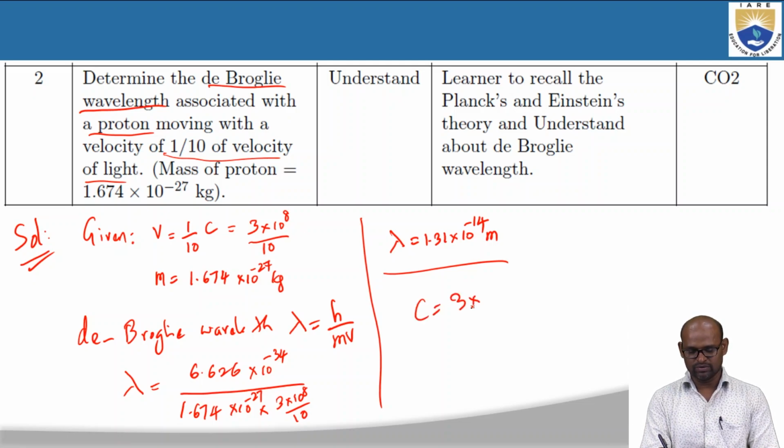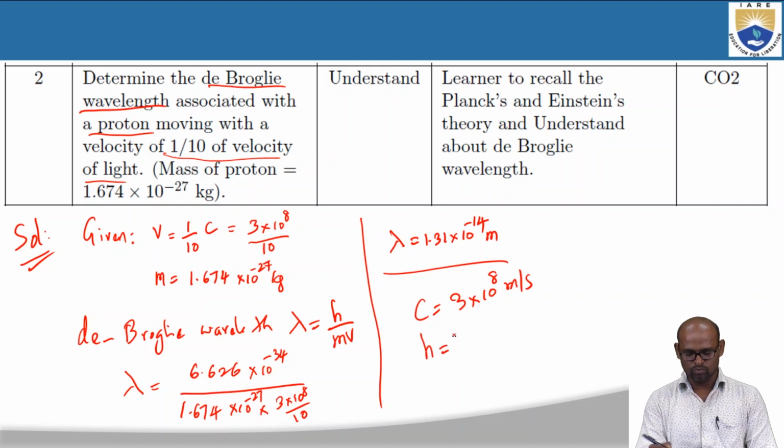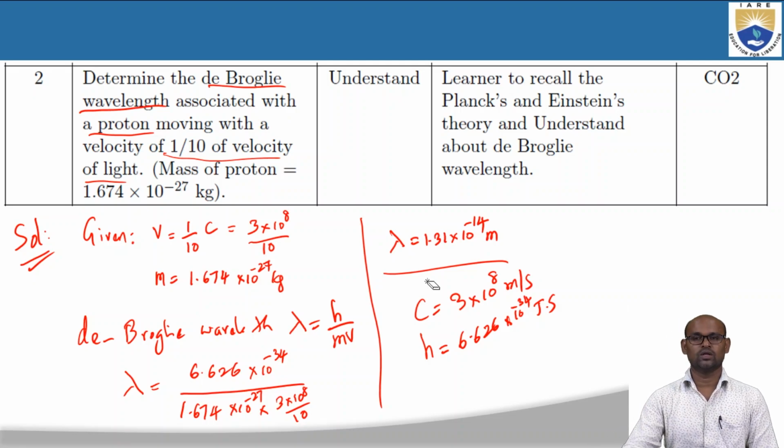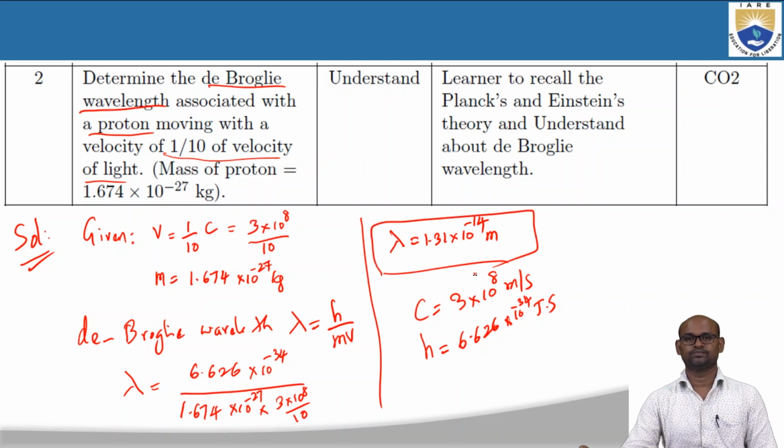Velocity of light is 3 × 10^8 meters per second, and in most problems we have to use Planck's constant, that is 6.626 × 10^-34 joule second. These are the universal constants, and we have calculated the de Broglie wavelength for this proton moving with velocity 1/10th of the velocity of light. The de Broglie wavelength was found to be 1.31 × 10^-40 meters. Let us go to the next problem.